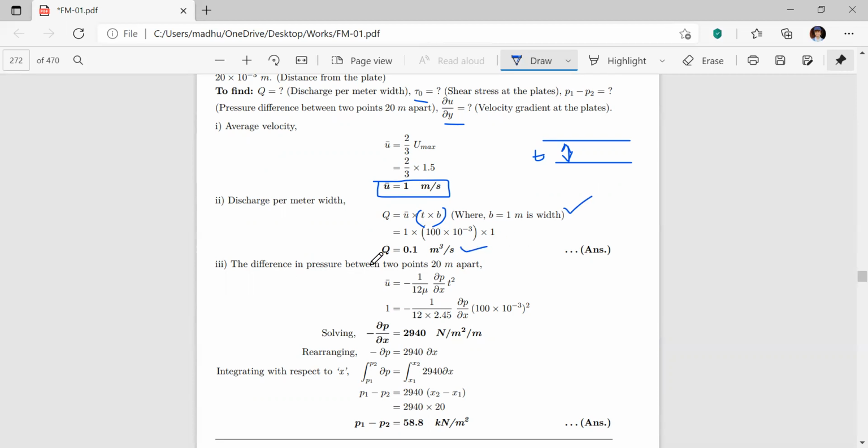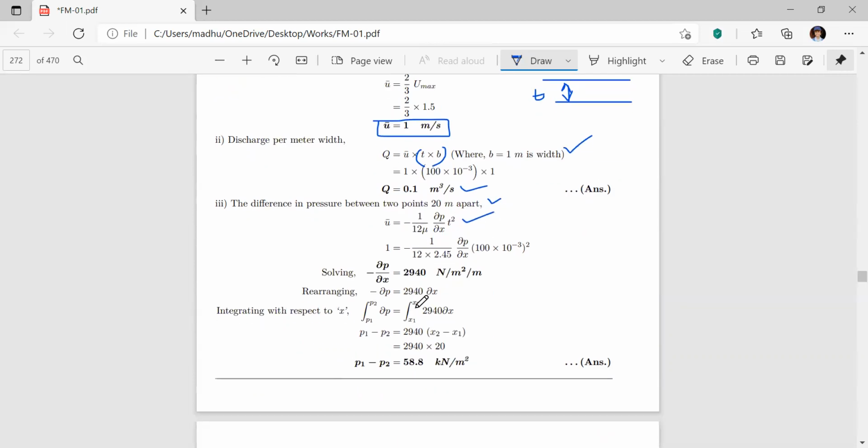Now the difference in pressure between 2 points 20 meter apart. Then u bar is equal to minus 1 by 12 mu dp by dx into t square. So u bar is nothing but 1. Substitute minus 1 by 12 into mu 2.45 given in the problem. dp by dx you keep as it is because it is unknown. t is 100 into 10 to the power of minus 3 whole square.